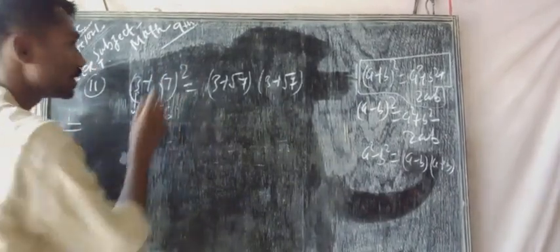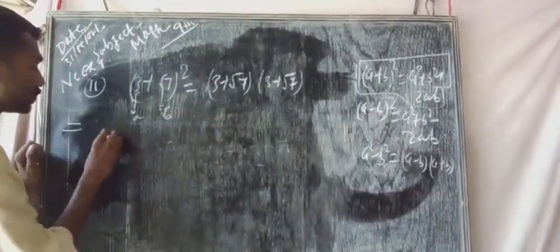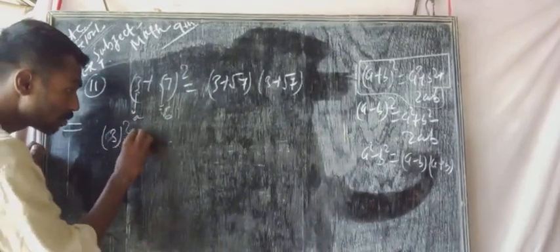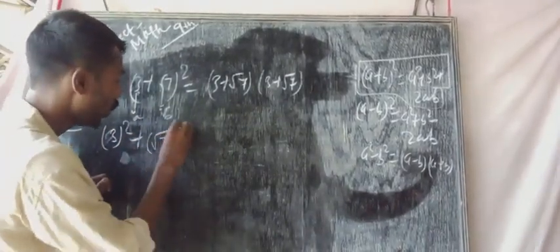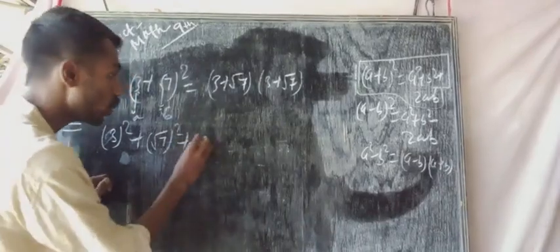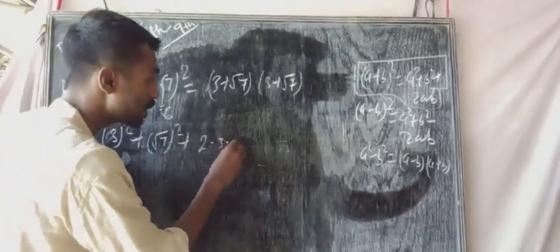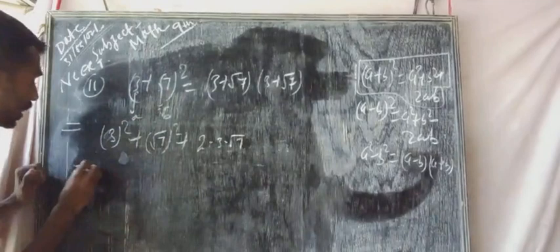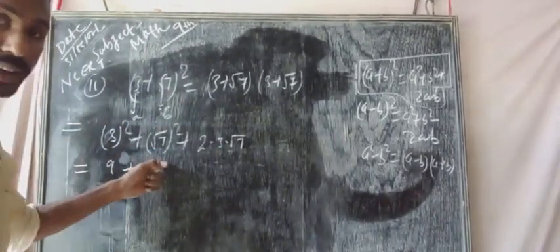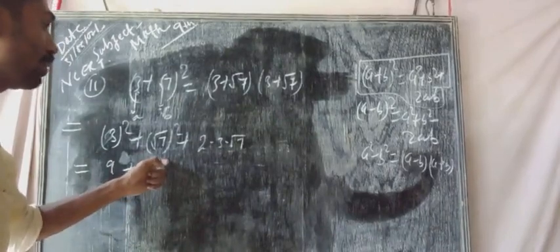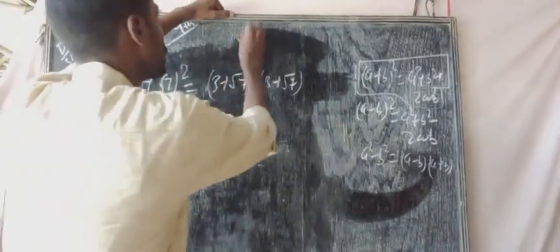In place of b, root 7. a square, that means 3 whole square, plus b square, that means root 7 whole square, plus 2 times a, which is 3, and b, which is root 7. The final result is 9 plus 7.